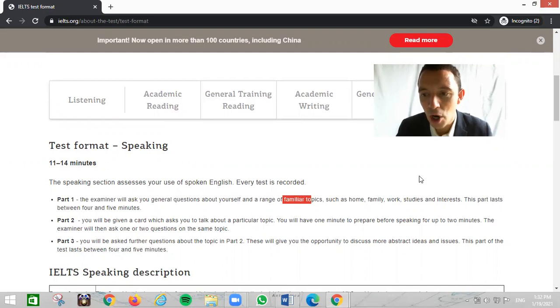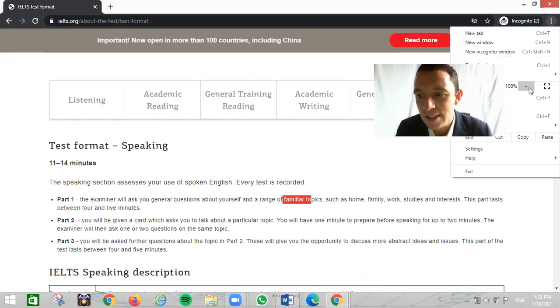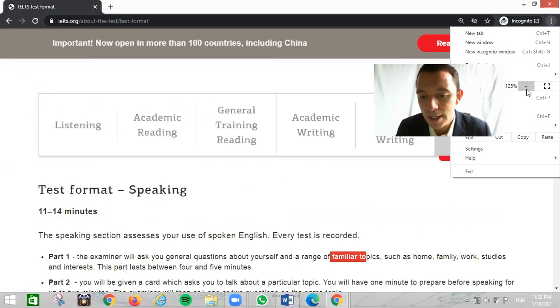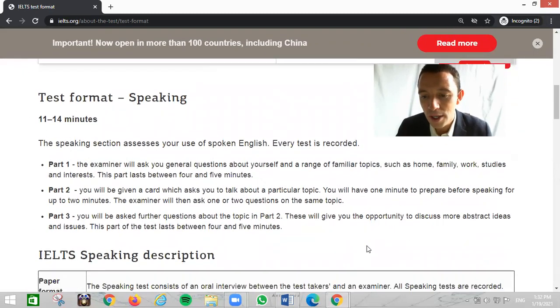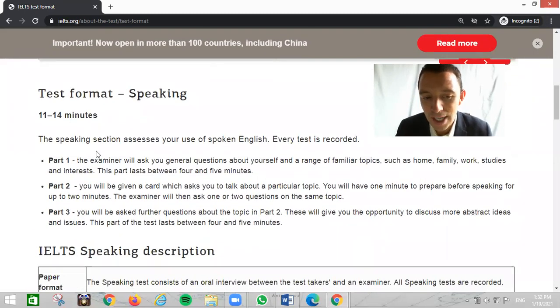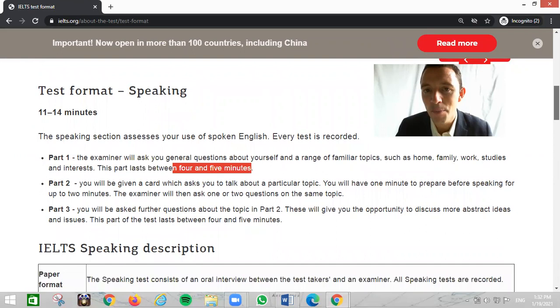I'm just going to zoom in because I think it's difficult to see maybe. Familiar topics such as home, family, work, studies, and interests. Okay, the time lasts, durar, between 4 and 5 minutes. That's part 1, 4 or 5 minutes about general questions about yourself and familiar topics.